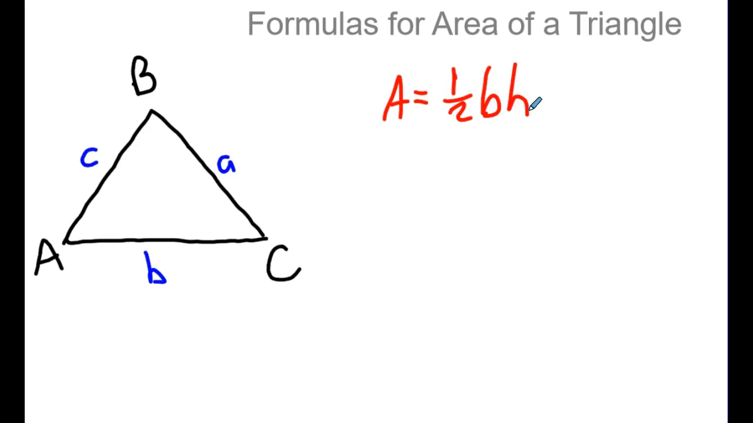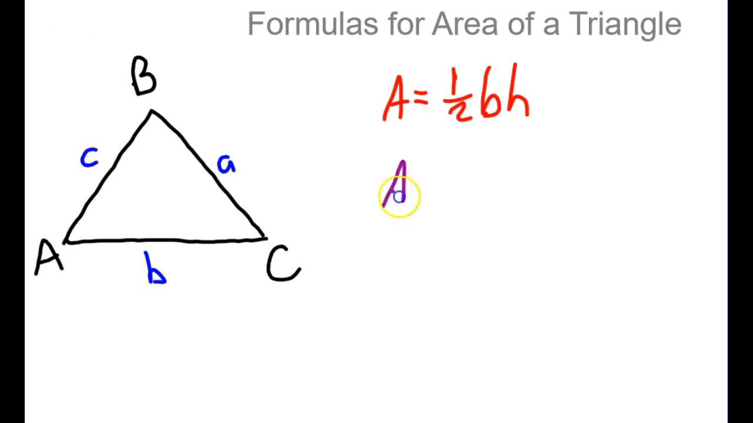Not all triangles are going to provide you with the base or the height. So we can use trigonometry and come up with a few other formulas to find the area of a triangle. If we have a basic triangle with angles A, B, and C, and side lengths little a, little b, and little c, there are a few formulas. They're all the same basic formula, but there are three different ones.